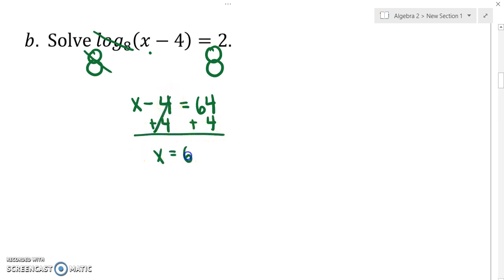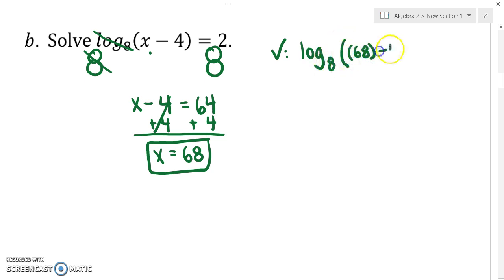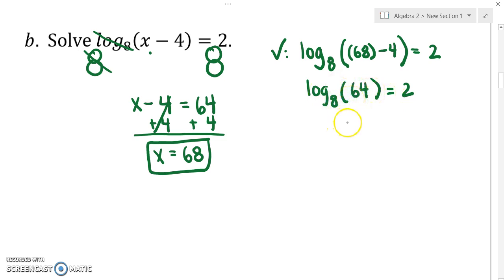And x equals 68. So I'm going to box that out, but I do have to check the work. So let's go ahead and substitute it into the log to see what we get. So we have log base 8 of 68 minus 4 equals 2. And log base 8 of 68 minus 4 is 64. And what we want to know is, is log base 8 of 64 equal to 2?